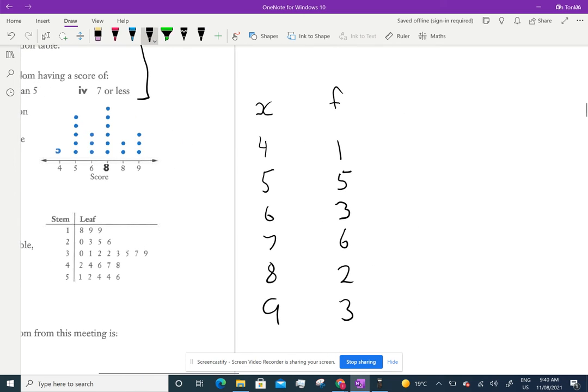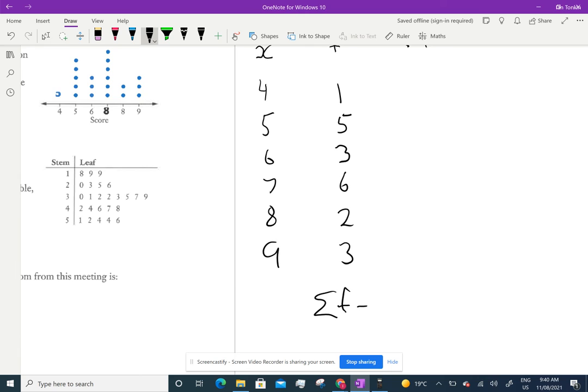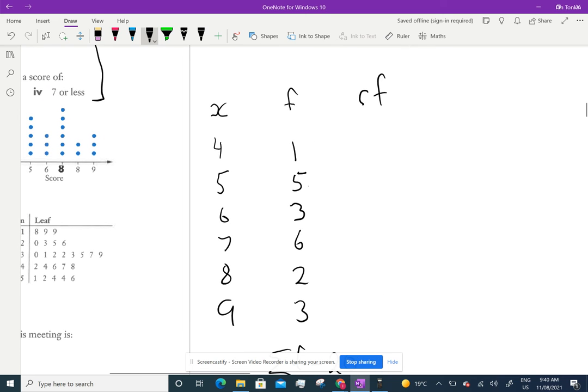So my relative frequency, I've got to add them up. 1 and 5 is 6, plus another 6 is 12, plus 2 is 15, plus another 5 is 20. I'm making it nice and easy for us. So my relative frequencies are 1 over 20, 5 over 20. I know I can simplify that, but I would prefer, if I'm going to be answering questions on probability, to keep it as 5 over 20, 6 over 20, 2 over 20, and 3 over 20. Okay.